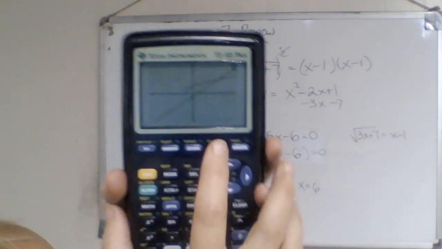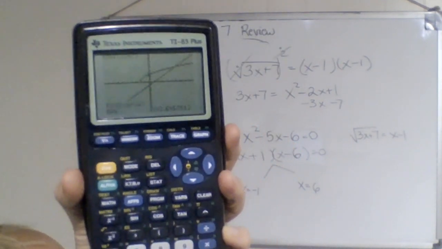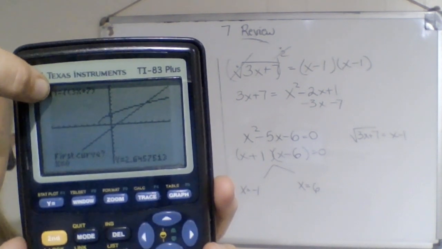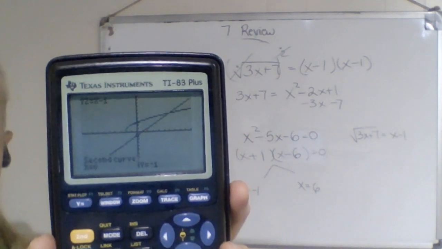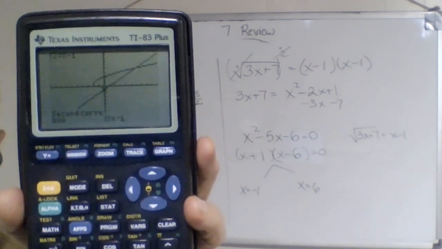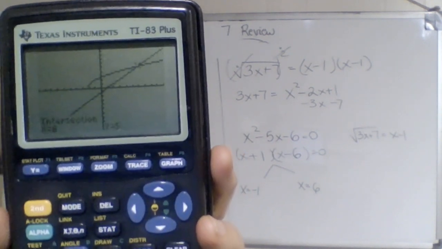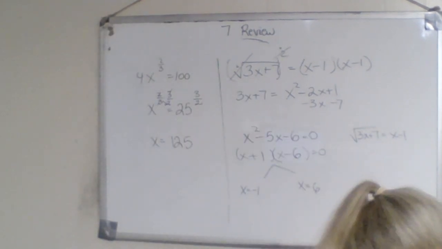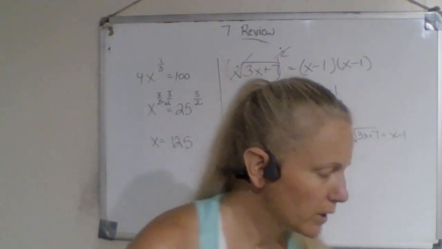But let's make sure we're right. We go second, calc, and option 5 says intersect. I got 5. They're asking me on the top, is this your first curve? And we say, yes, it is. It actually does a very good job at identifying your curves. Then it's going to go, is this your second curve? And I go, yes, it is. And it's going to ask me, do you want me to guess it? Yes, I do. When we guess it, the only solution we have here is x equals 6, which tells me this one is out.